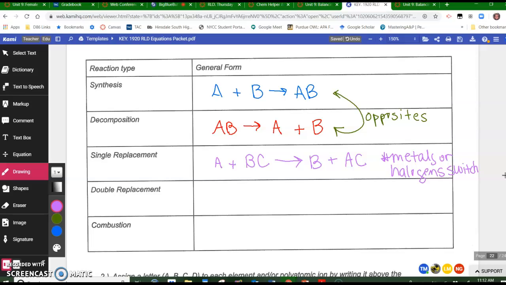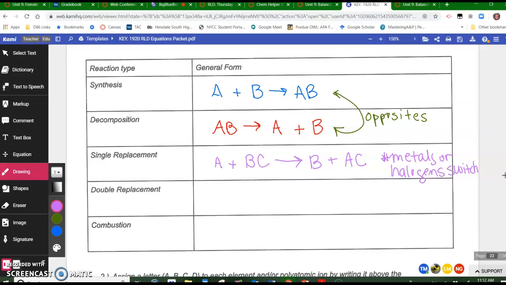Can anybody name a halogen for me? Yeah, good. Fluorine, and then any of those other elements that are found in the same column. So fluorine, chlorine, iodine, bromine, all of those are halogens. Thanks. Was that Dana? If it sounded like Dana.